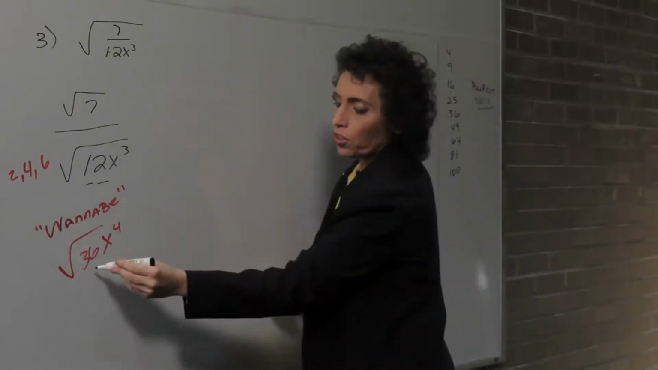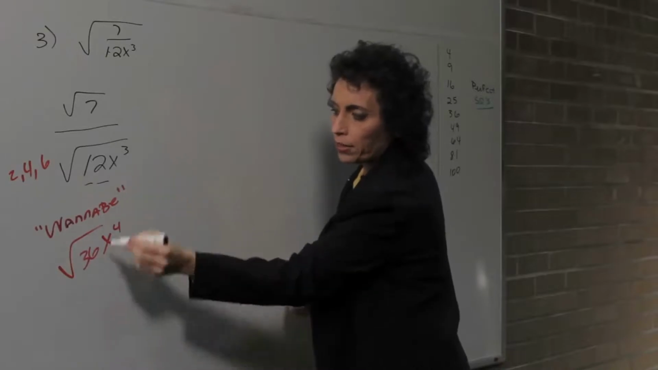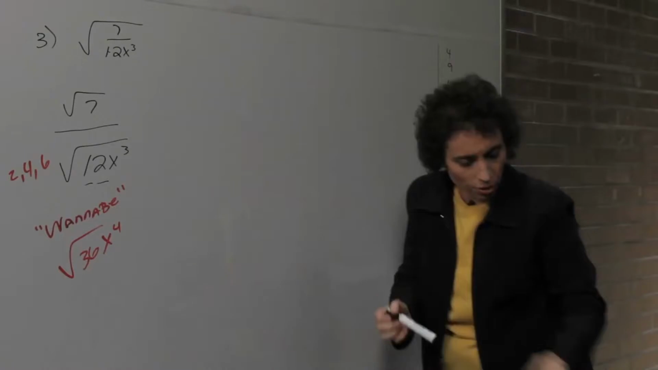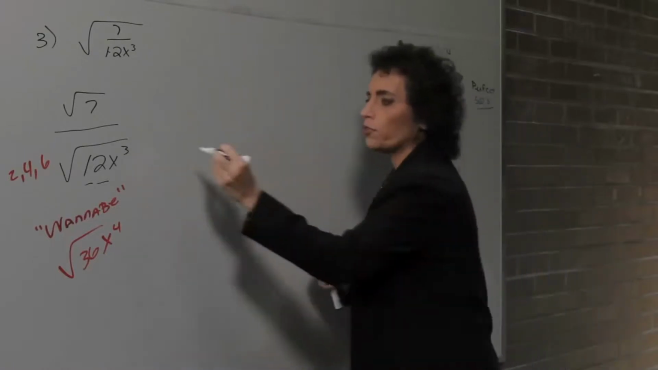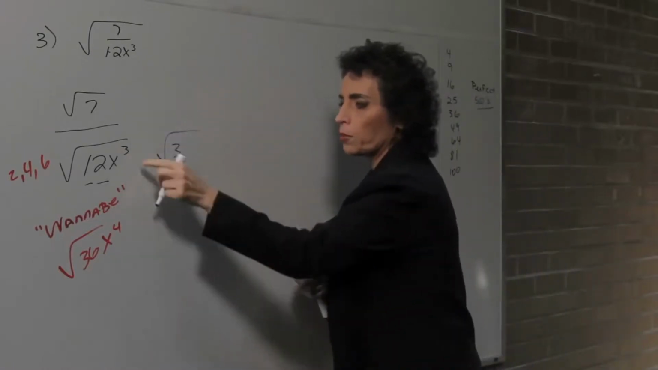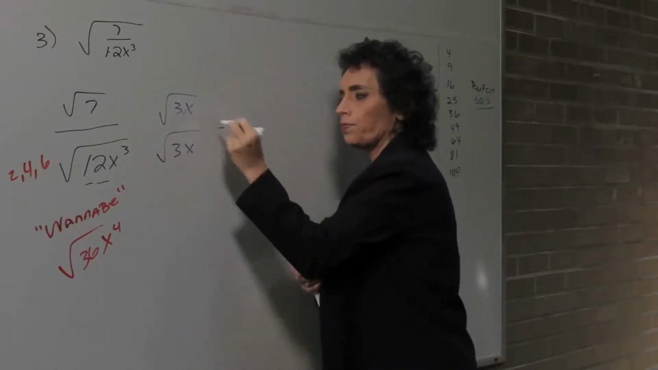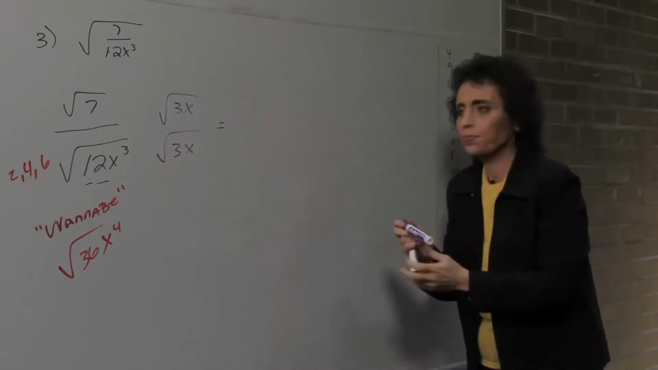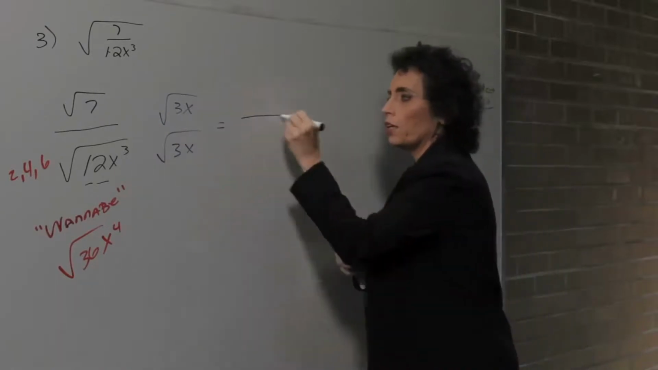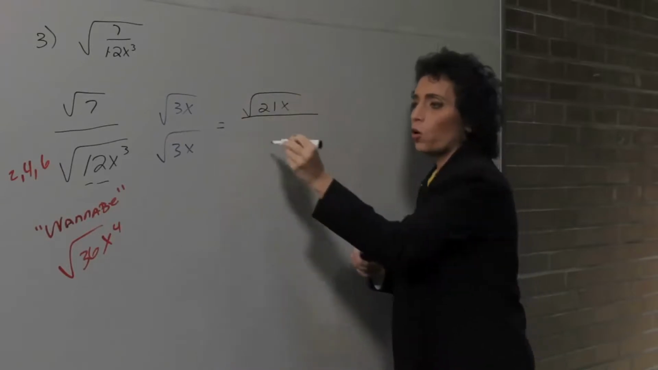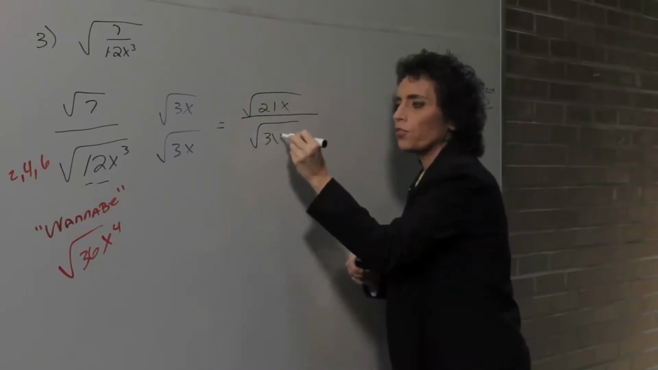So we have to figure out what we have to multiply this by to make it this. Well, let me use a different color for that so that you can see the difference. We have to multiply 12 times 3, and we have to multiply the x cubed times x. So it's the square root of 3x. Okay? Here we go. We got the square root of 21x over the square root of 36.